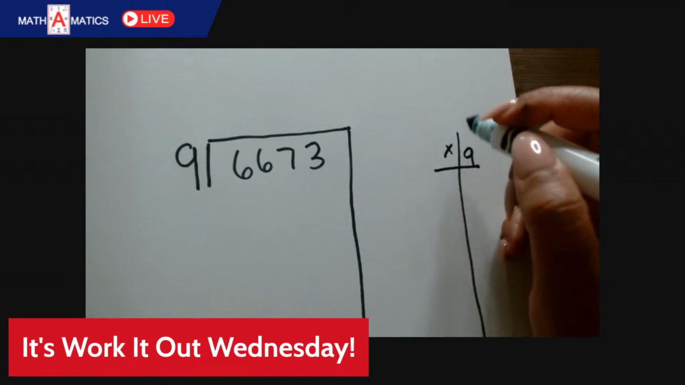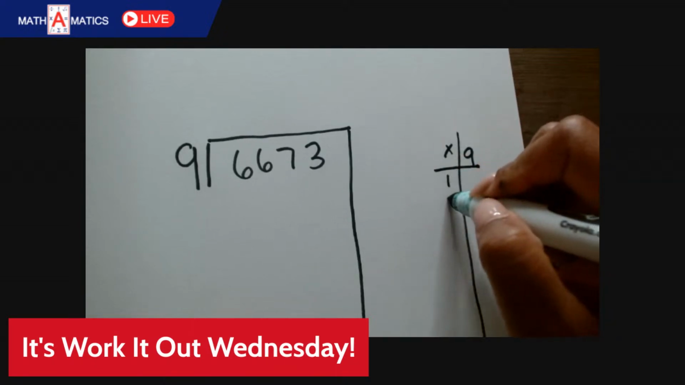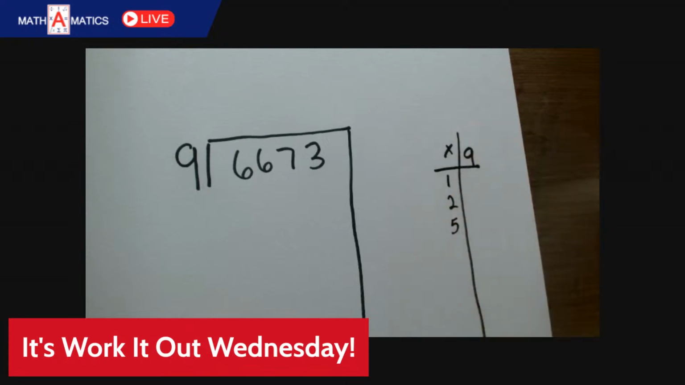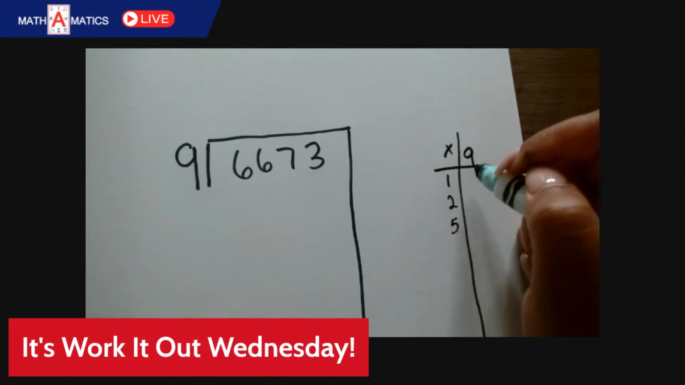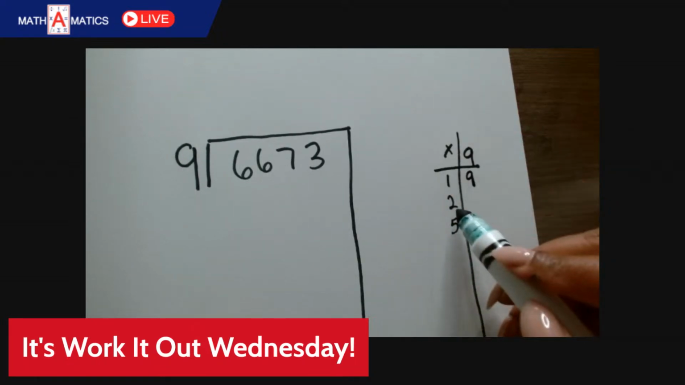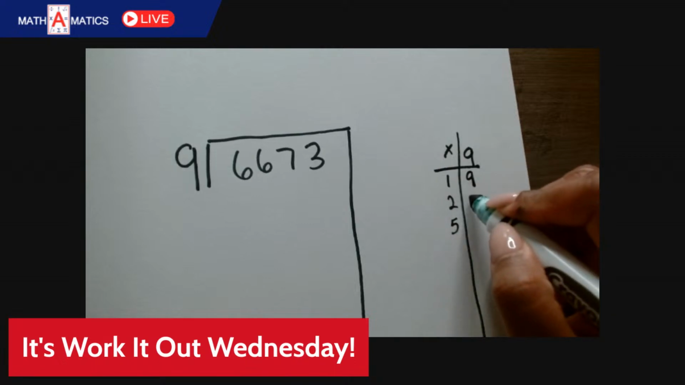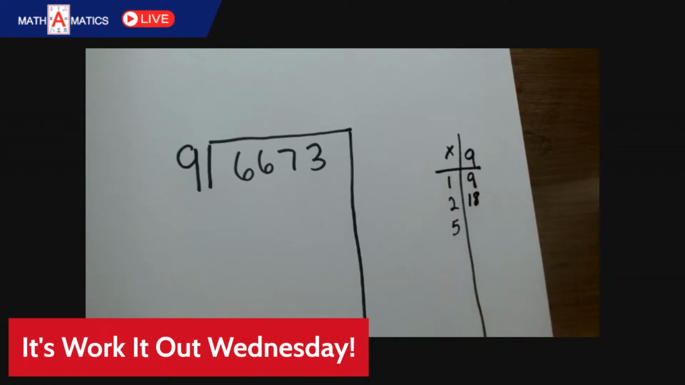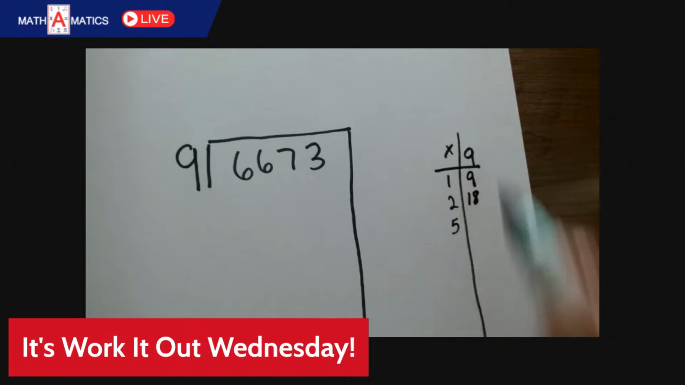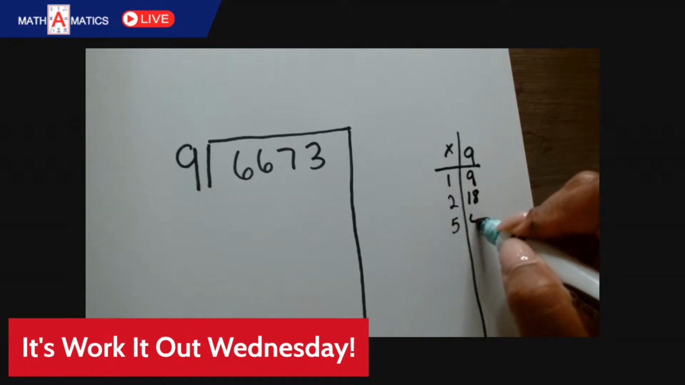Well, I mean, you kind of do, but so I do 1, 2, 5 to start. Well, we know 9 times 1 is 9, and we know 9 plus 9 is 18. And then we know 9 times 5 is 45.